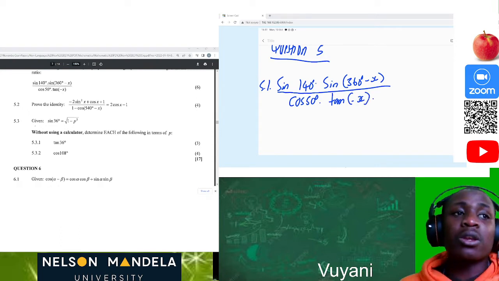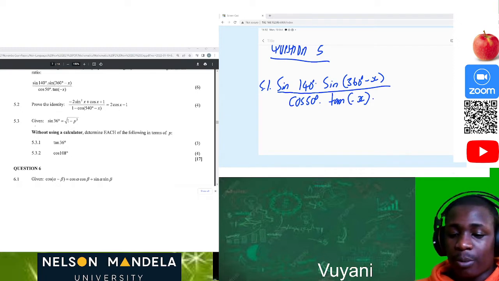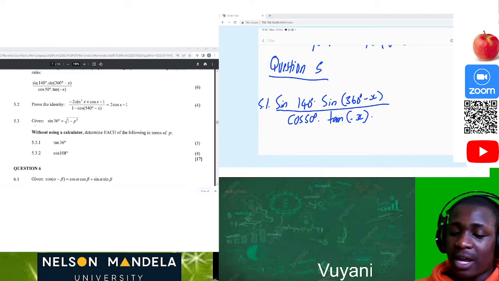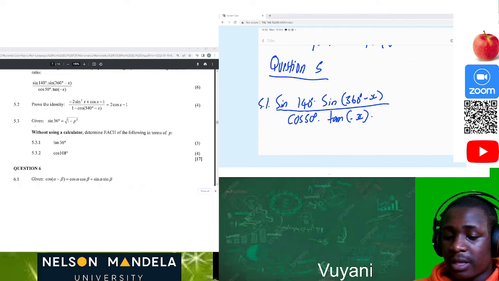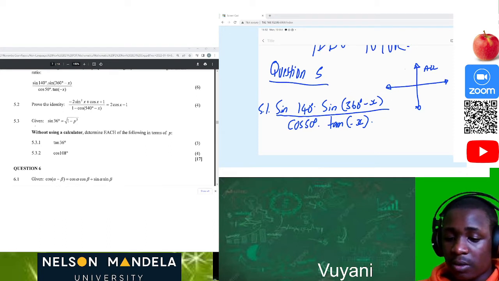Great. So when we were explaining further about this trigonometry, we must know and understand the reduction formula. By now, I think everyone knows and understands that. In the first quadrant, all the trig ratios are positive. In the second quadrant, only sine is positive. In the third quadrant, only tan is positive. In the fourth quadrant, only cos is positive.